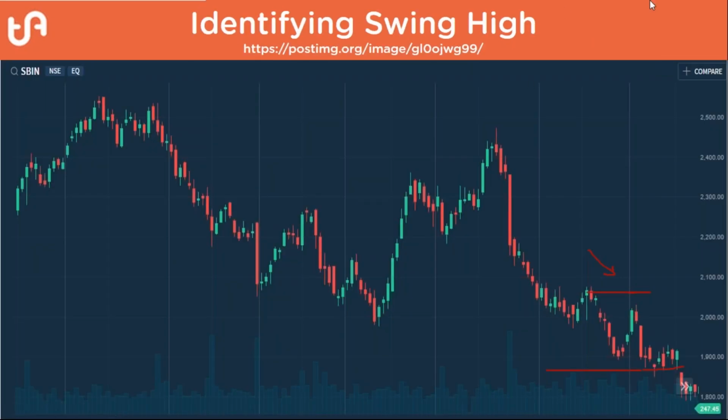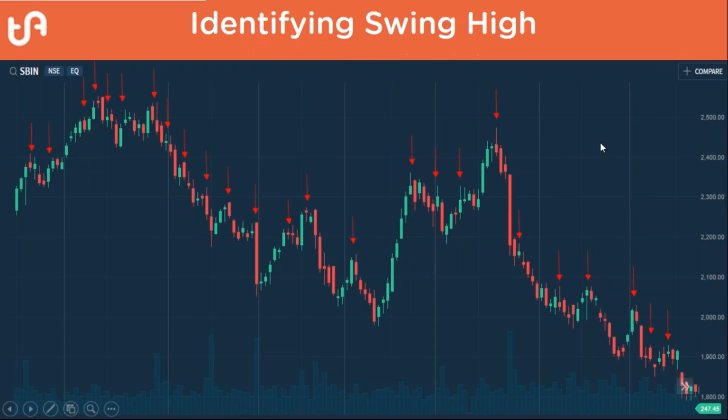Okay, let's move on. Do you remember this chart? We had done this example identifying the swing high. That's the same chart, right? So I've used it again here because it is helpful now. So let's look at a swing high which is broken.